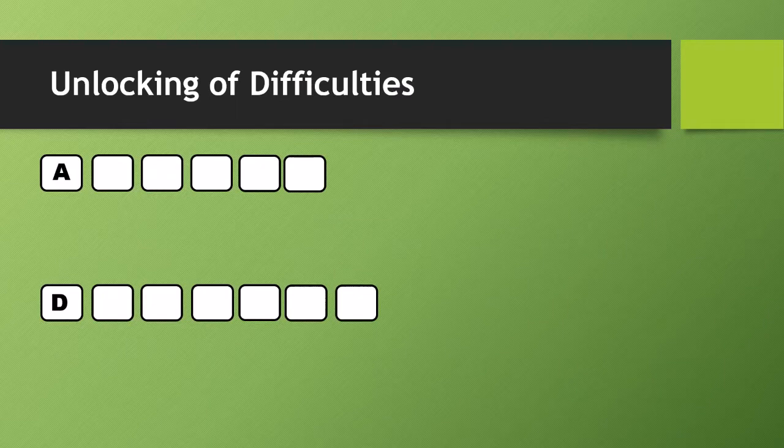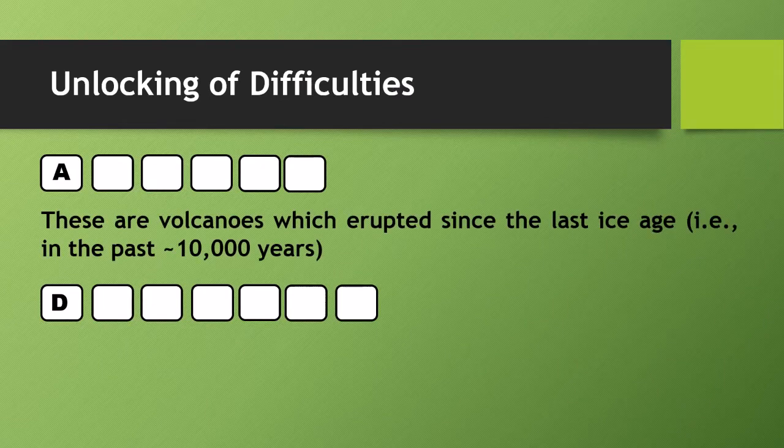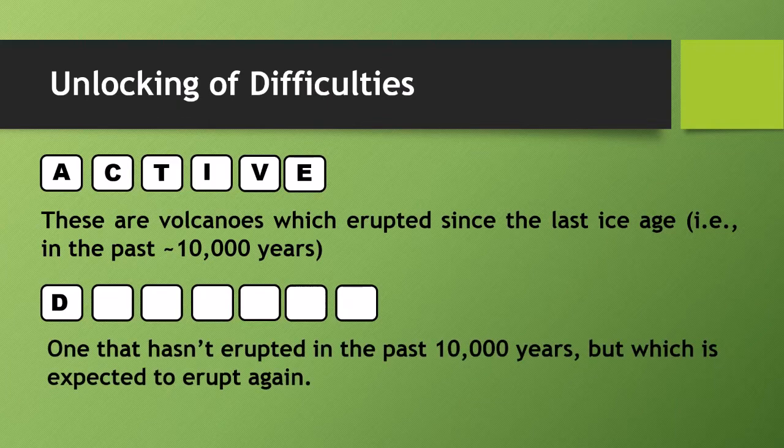Next, how about this word? These are volcanoes which erupted since the last ice age or in the past 10,000 years. Good. This is an active volcano. And the last term, one that has erupted in the past 10,000 years but which is expected to erupt again. Exactly, that is a dormant volcano or also known as the inactive volcano. Now let us proceed to our main lesson.